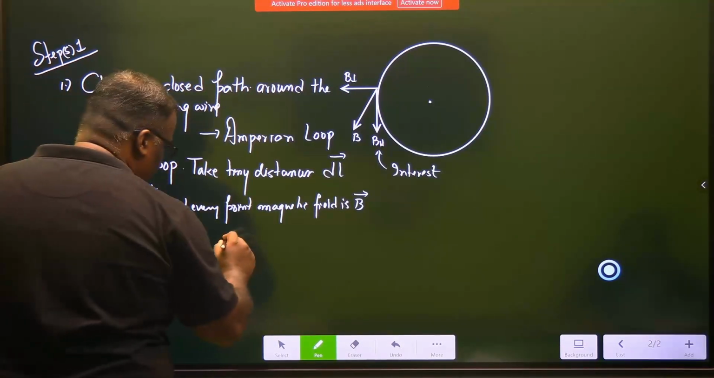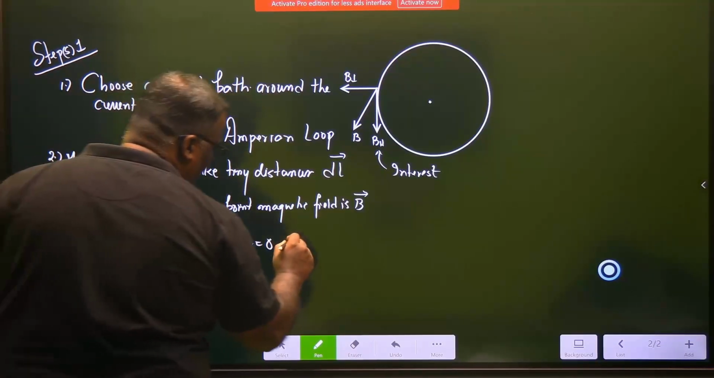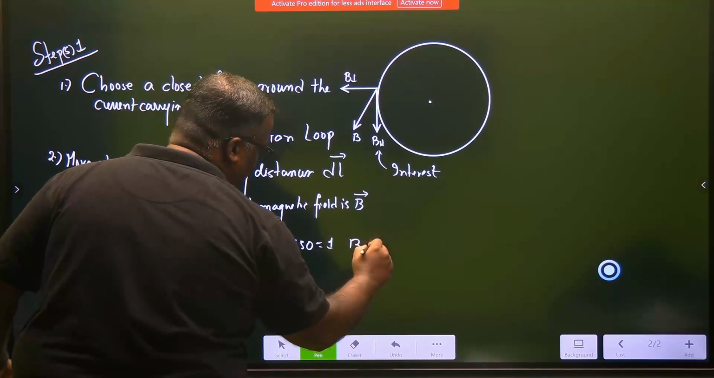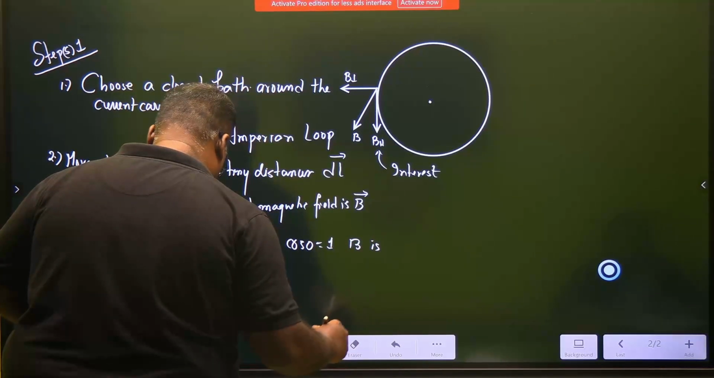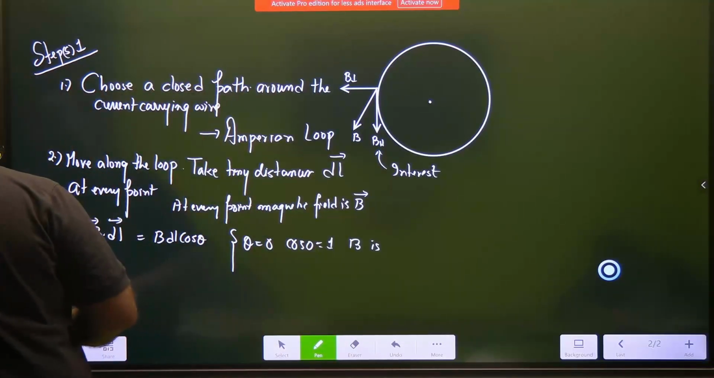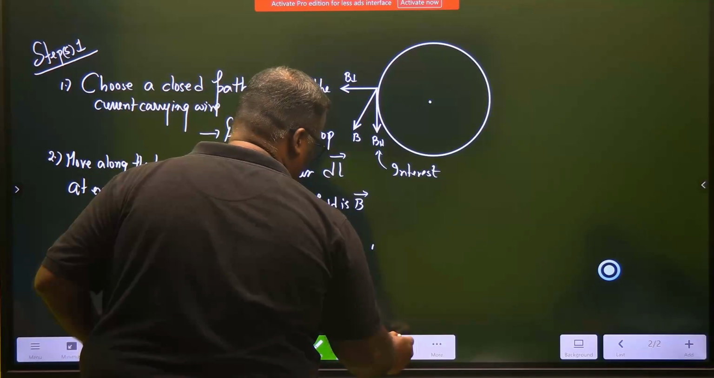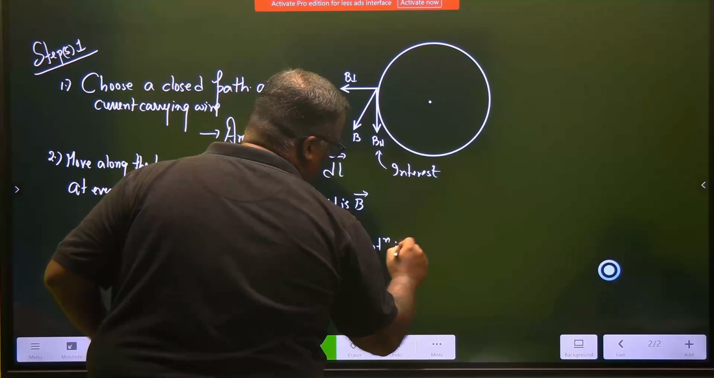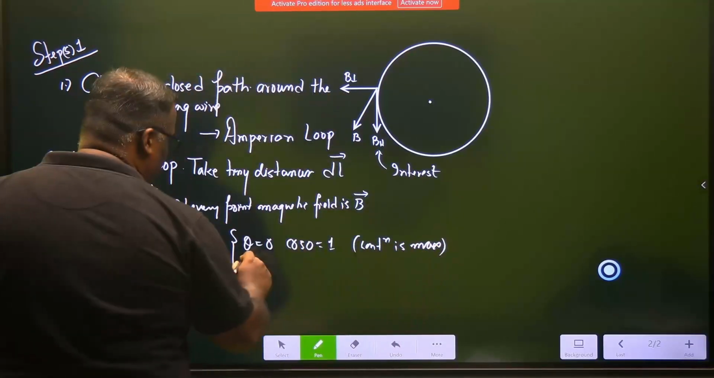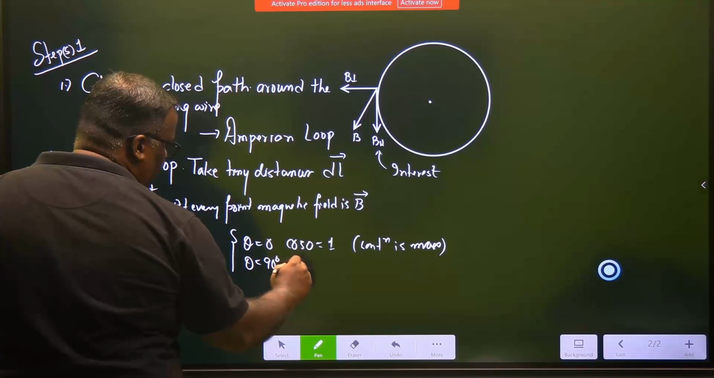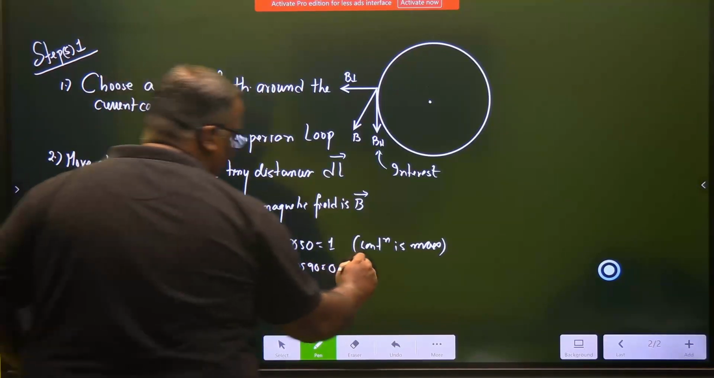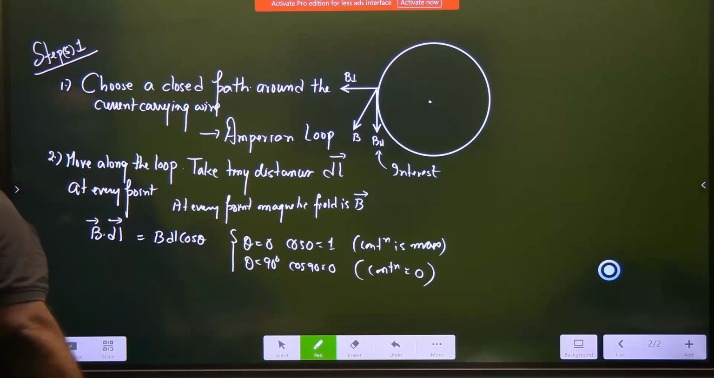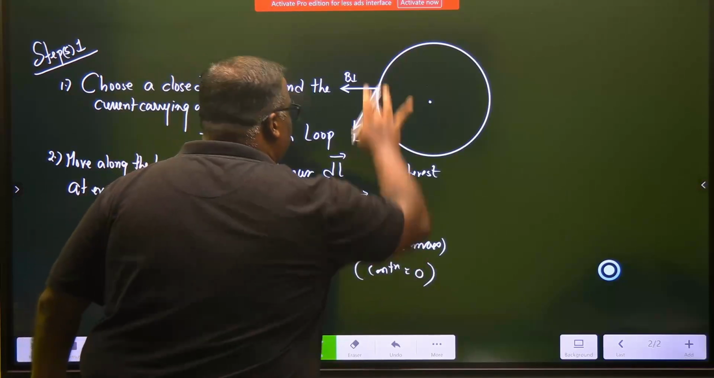Now try to think, if theta is equal to 0, cos 0 is equal to 1, and therefore you will have maximum contribution. Pardon my handwriting today. And if theta is equal to 90 degrees, cos 90 is equal to 0, so the contribution is also equal to 0. There is no contribution at all. So the dl vector is along this line, B horizontal is also along this line.